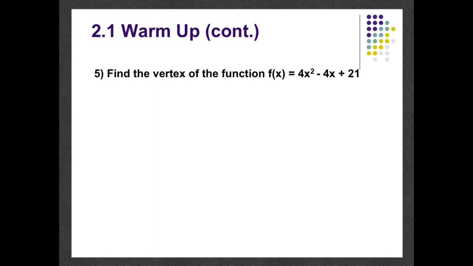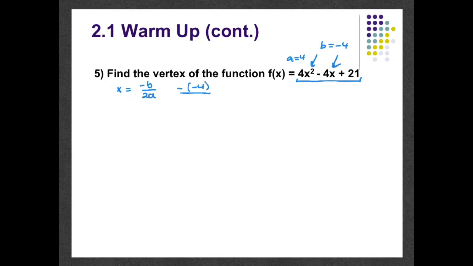Number 5 says to find the vertex of the function f of x equals 4x squared minus 4x plus 21. So I'm actually going to do this 2 ways so that we practice both methods. The first is doing negative b over 2a. So if I have the choice, which I do here, I would go, if it's in quadratic form, which this is, and I know that because of the squared and the non-squared x, I would probably use negative b over 2a. So your a is 4 and your b is -4.